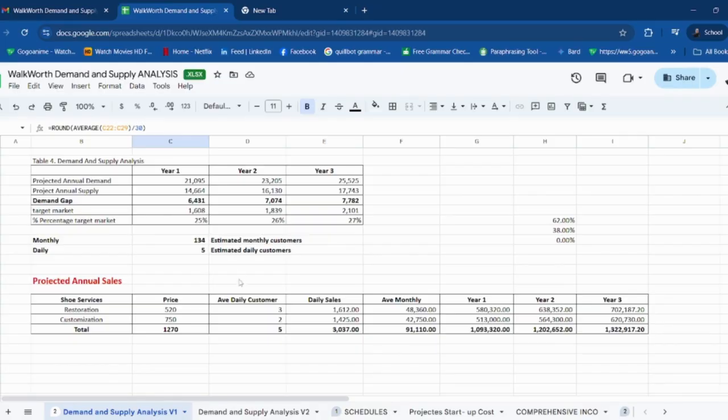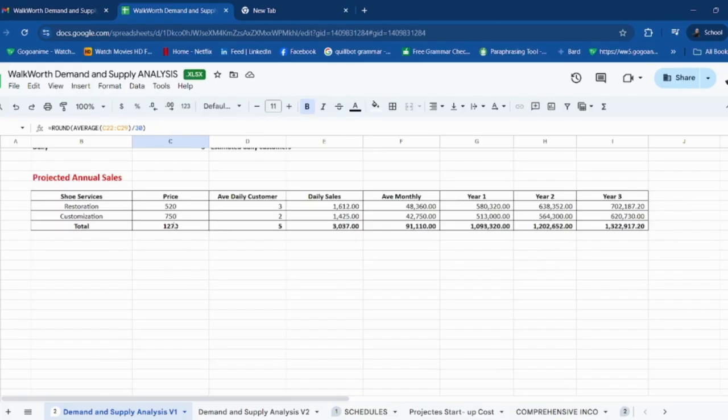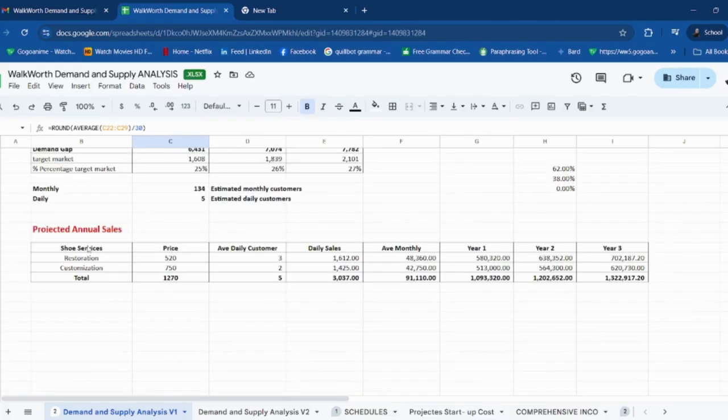So this is very important because everything that you put in here would also manifest in your projected annual sales. So for them, these are their service offer. And the challenge is how are you going to allocate for restoration and customization, or yung estimates. So you are going to pretty much use your survey questionnaires on the product or service preferences. Okay, so I think this is the result. It should be total 100%. Let me check. Okay, so I don't know how many respondents this is.